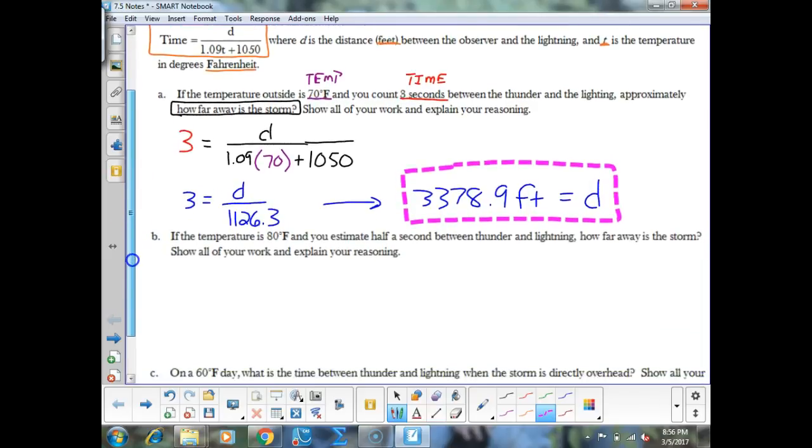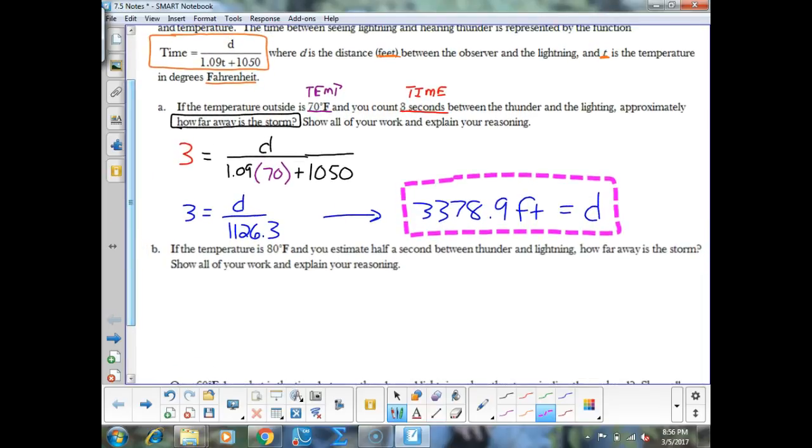If the temperature is now 80 degrees, and you estimate a half second between thunder and lightning, that's a pretty good flash to boom. If you estimate half a second, the storm is probably pretty close to you, so the number we get at the end should be fairly small. How far away is the storm?